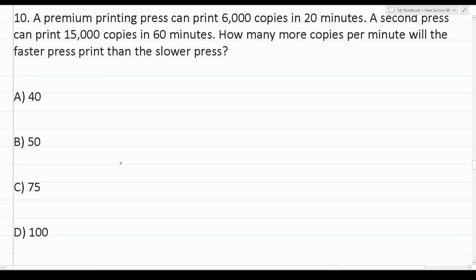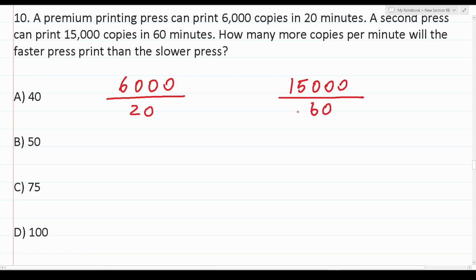Number 10 says a premium printing press can print 6,000 copies in 20 minutes. A second press can print 15,000 copies in 60 minutes. How many more copies per minute will the faster press print than the slower press? All right, so first things first, we have to convert the rates of these printing presses to be in terms of minutes. So for this first one, we're going to take 6,000 and divide it by 20. And that will get that one in terms of how many copies it prints per minute. And then for this next one, we're going to have to do 15,000 and divide it by 60 to make it be in terms of minutes.